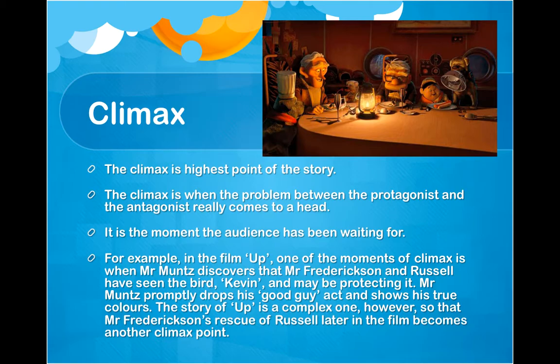For example, in the film Up, one of the moments of climax is when Mr. Muntz discovers that Mr. Fredricksen and Russell have seen the bird Kevin and may be protecting it. Mr. Muntz promptly drops his good guy act and shows his true colors. The story of Up is a complex one, however, so that Mr. Fredricksen's rescue of Russell later in the film becomes another climax point.